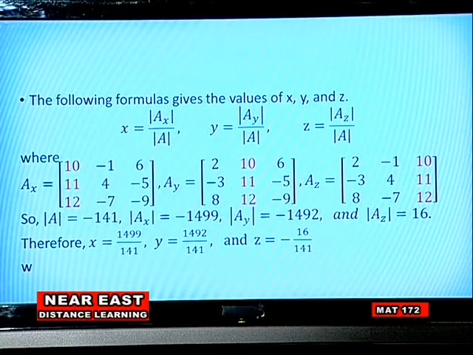The formula is given by x is the determinant of Ax over the determinant of A. That will give us the value of the variable x. y is the determinant of the matrix Ay over the determinant of the matrix A, and z is the determinant of the matrix Az over the determinant of the matrix A. So how do we get this Ax, Az, and Ay?